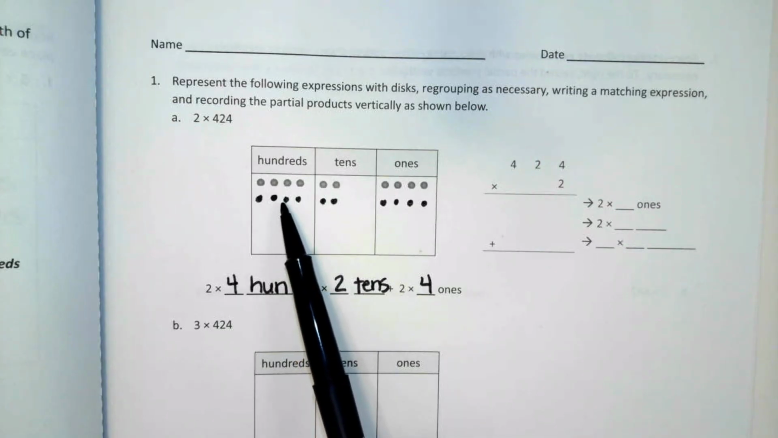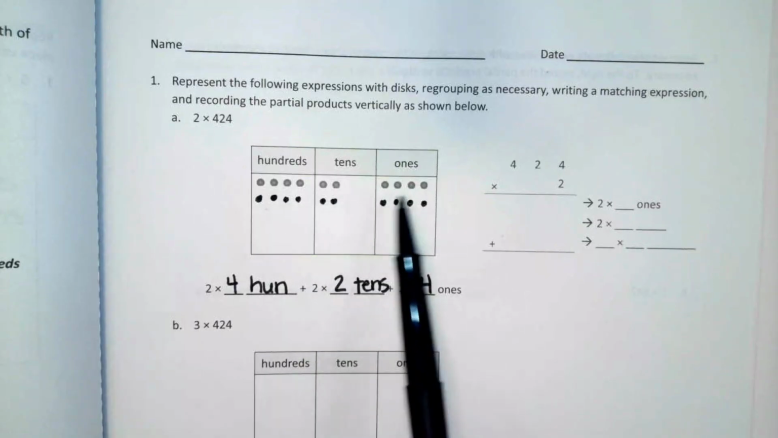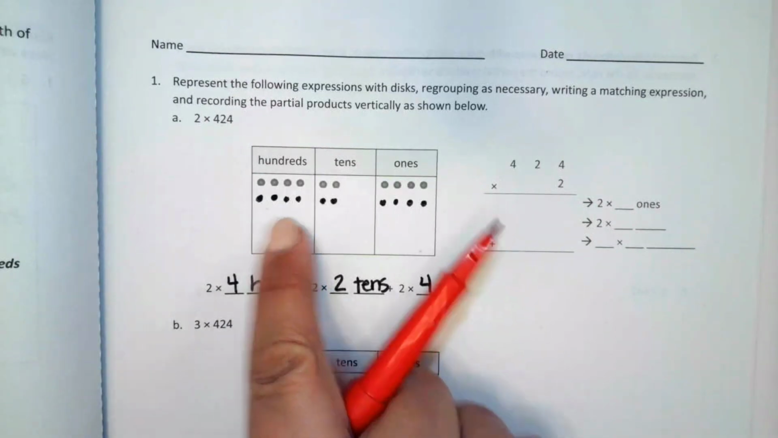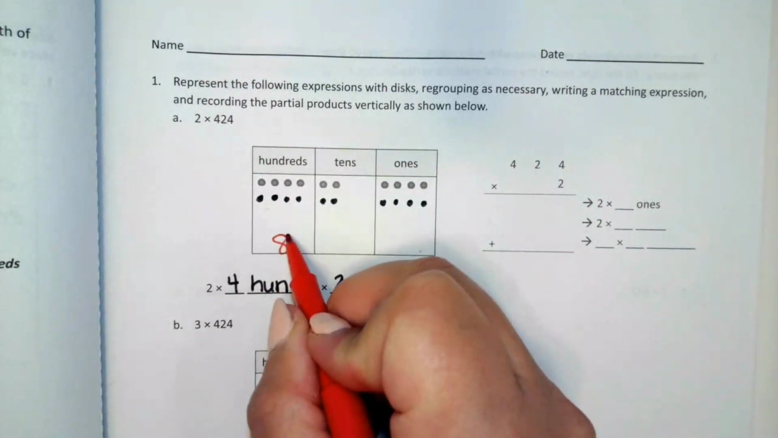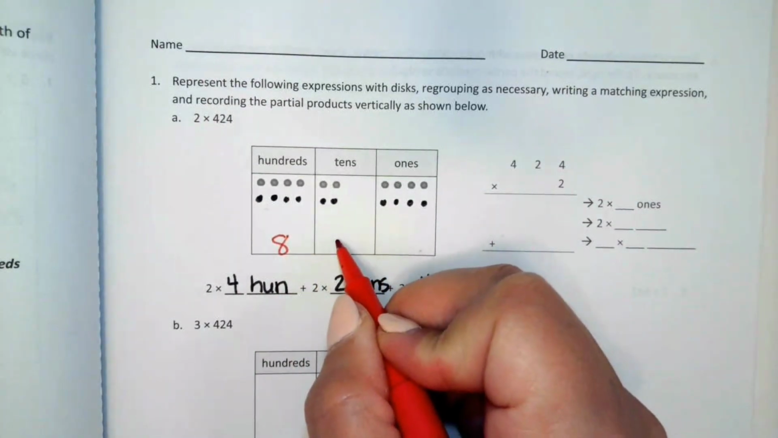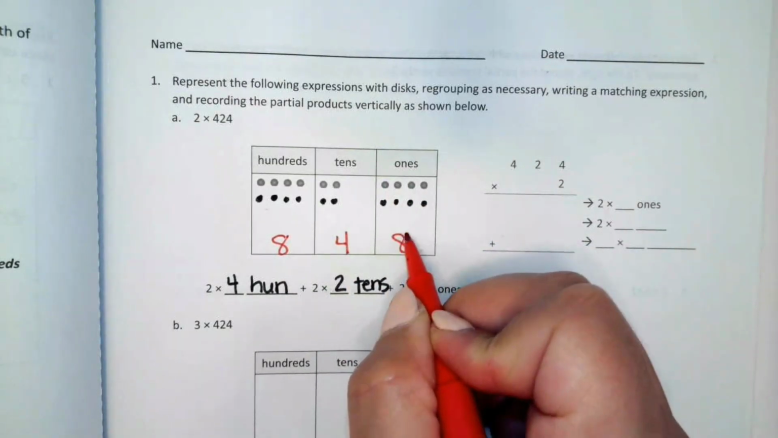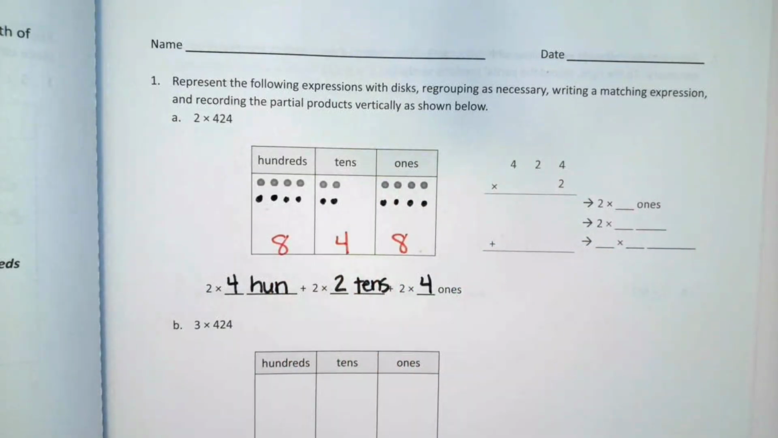And how about the hundreds? I count 8 hundreds. That's not enough to bundle either. So that means we're going to leave them how they are. So let's see what we got. How many hundreds do we have? 8. How many tens? 4. And how many ones? 8. We got 848. Now let's show the partial product strategy.